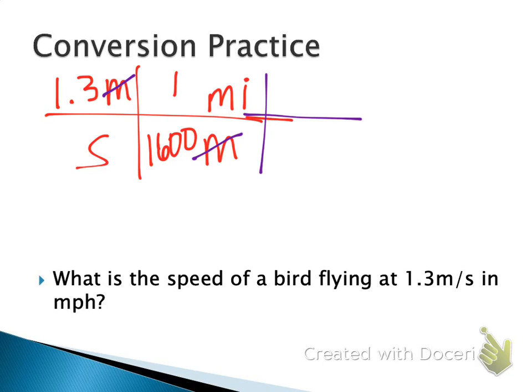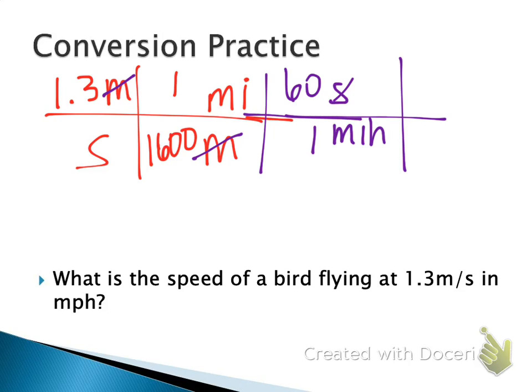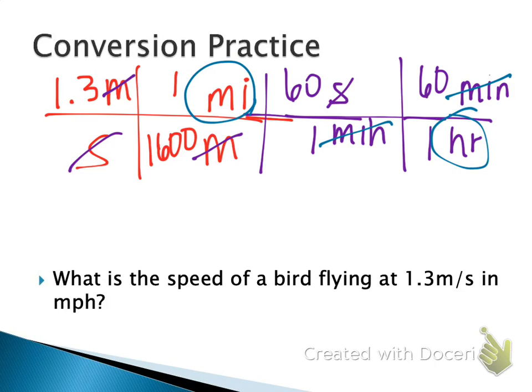And now if I want to get rid of seconds, where does it need to go? In the top, right, on the top. So I can go seconds to minutes. And if I stopped right there, my units would be miles per minute, which is not what I want. So now I want to go minutes per hour. So now I check my units, and I'm left with miles over hours, miles per hour. Okay, so now run the math.